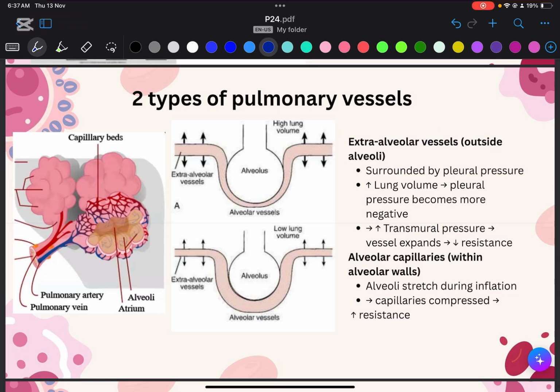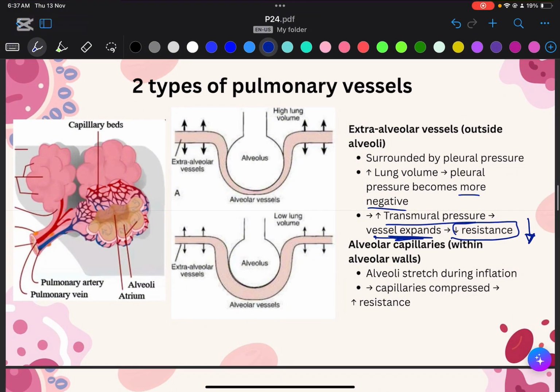Pulmonary vessels fall into two major categories, each reacting differently to lung volume changes. So extra-alveolar vessels, which lie outside the alveoli, are influenced by pleural pressure. When lung volume increases during inspiration, pleural pressure becomes more negative, which increases their transmural pressure. What will this do? It will make the vessels expand, and it will decrease resistance. Just know it decreases resistance.